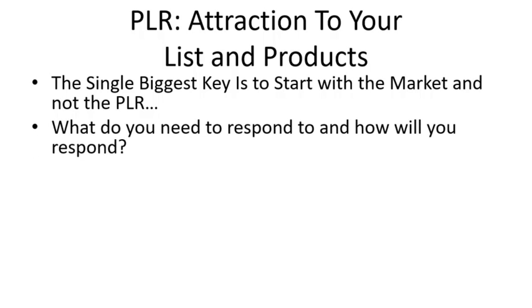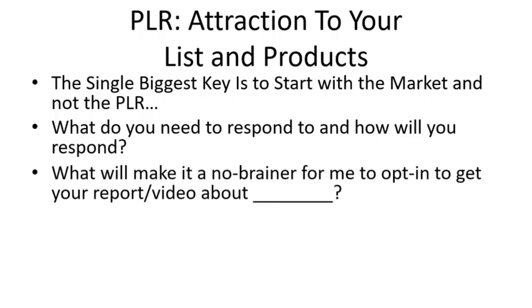And so the question is, what do you need to respond to the market, and how will you respond? In other words, what will make it a no-brainer for me to opt in to get your report or video about whatever the subject matter is? So if you understand your market, you understand what it is that they're looking for, you can then start to determine what kind of report, what kind of video, what can you take from your PLR in order to give me so that I will want to opt into your list without question.